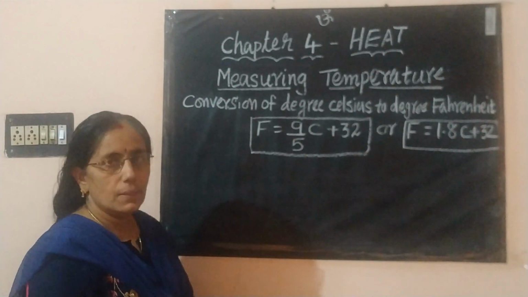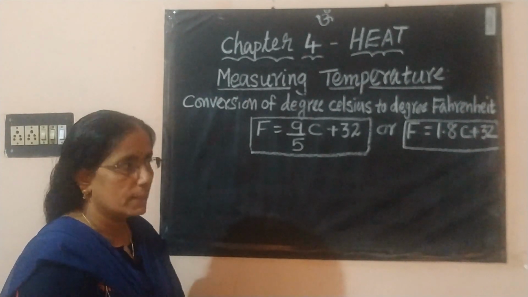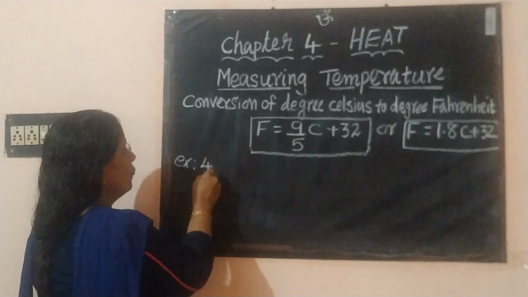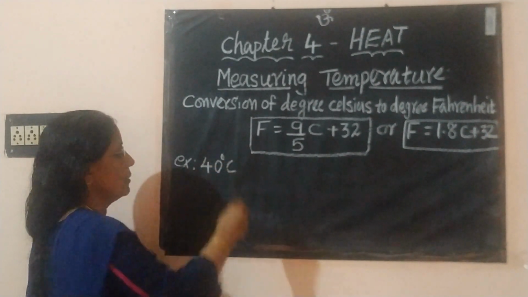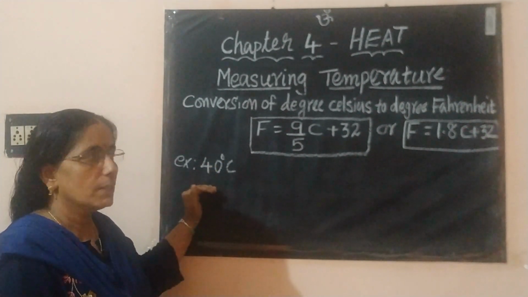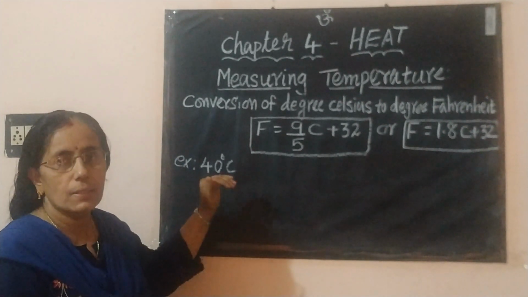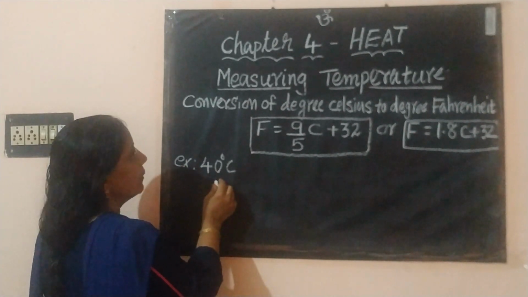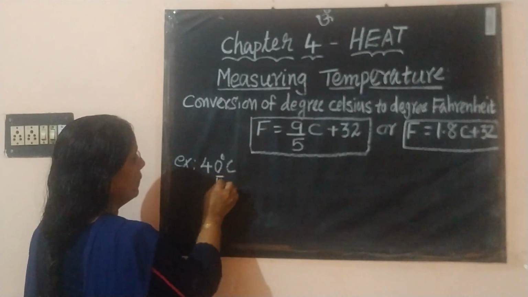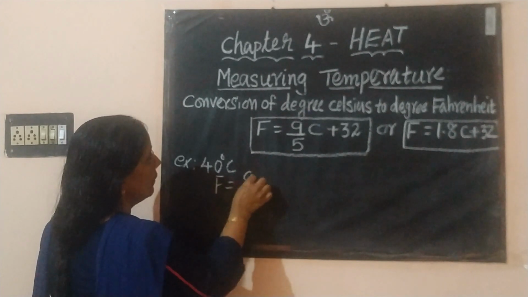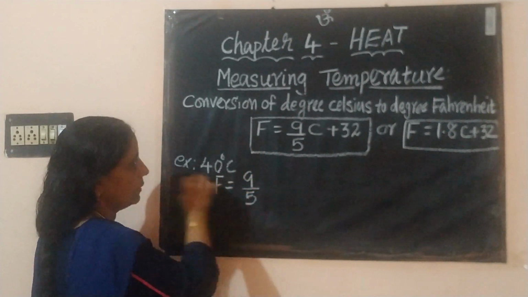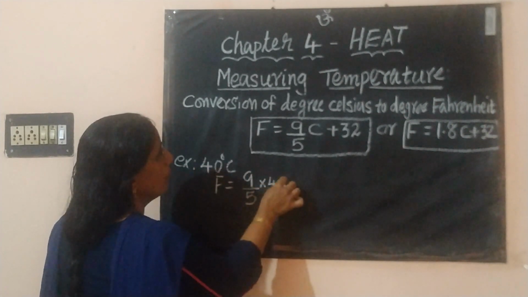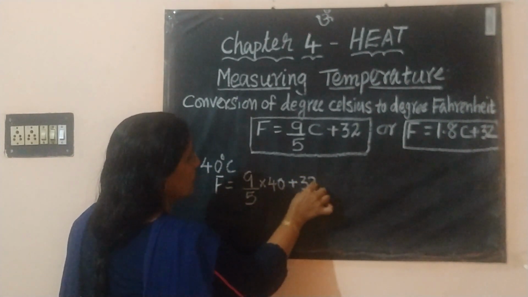Now let us understand this by taking a few examples. Example 1, 40 degrees Celsius. Let us find out what the equivalent of 40 degrees Celsius is in the Fahrenheit scale. Let us substitute the value of C in the equation. F is equal to 9 by 5 C plus 32, that is, the value of C is 40, plus 32.